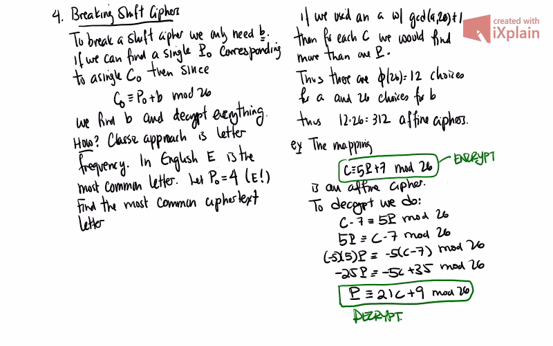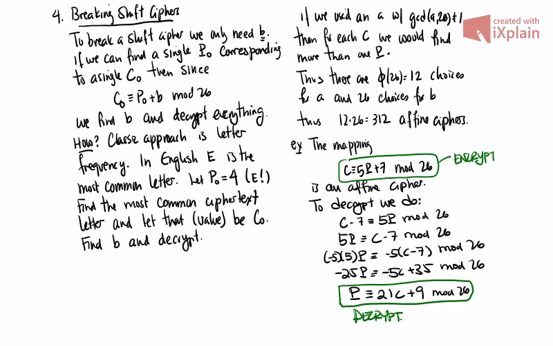And this works better if you have a longer string of text, or if it's one word, it's probably not as likely. But if it's a book, for example, it's highly likely. So we'll find the most common ciphertext letter and let that value be C0, and then find B and decrypt.